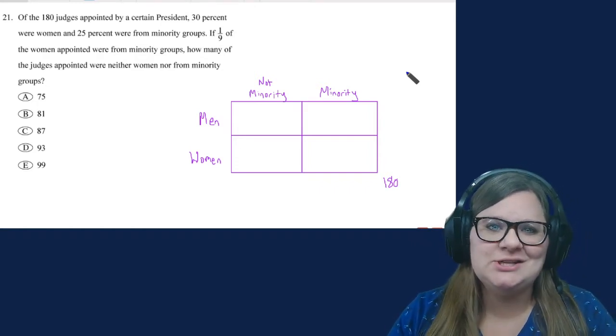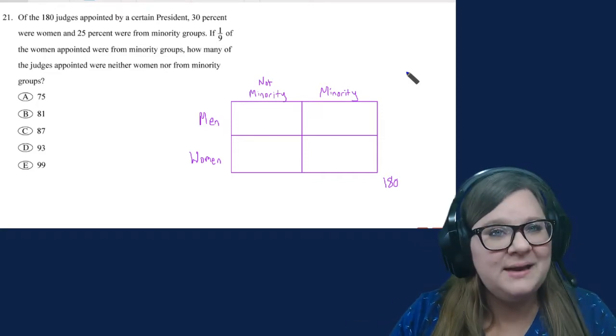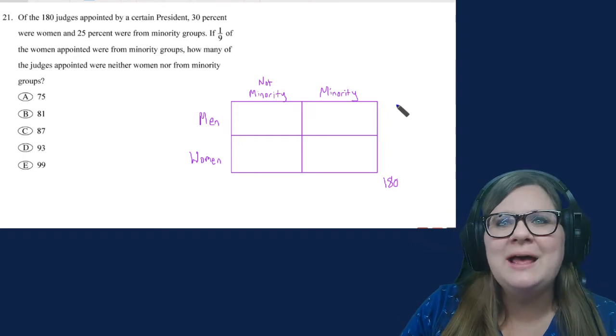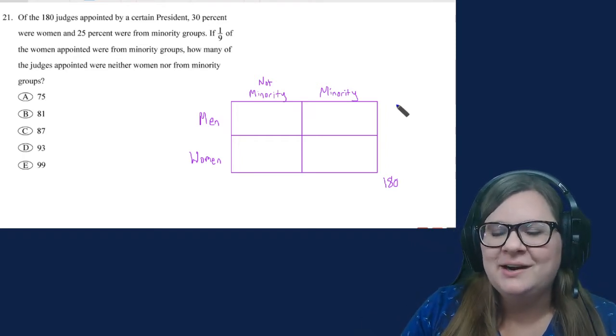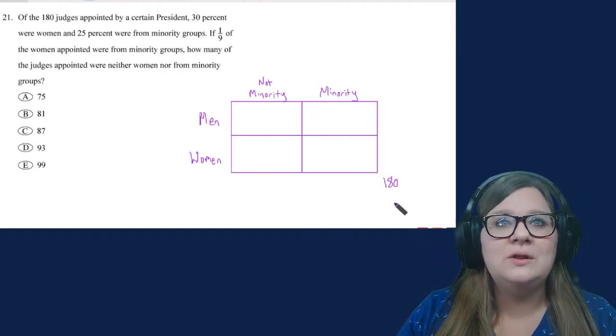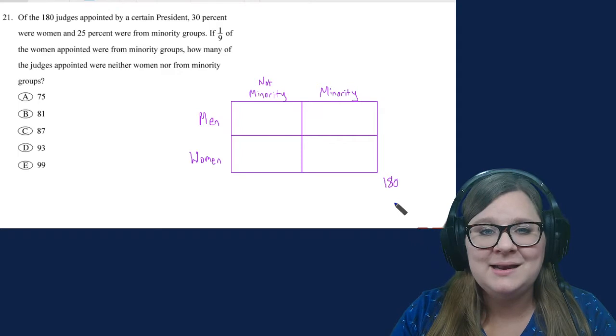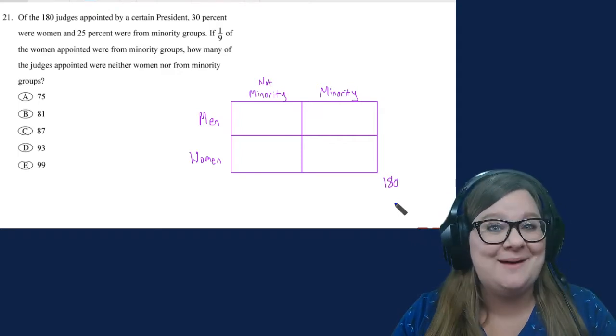In this question, we are told that there are 180 total judges appointed by a president. So I've made a table here where 180 is my total. Now, looking at the question, we're going to be breaking this up into groups of men and women and minorities and not minorities.